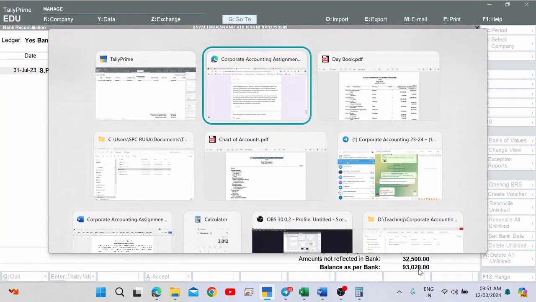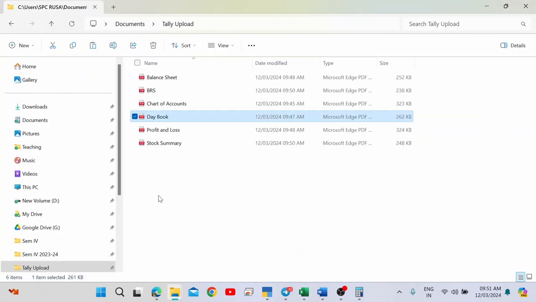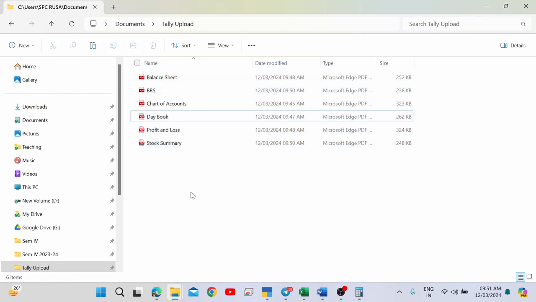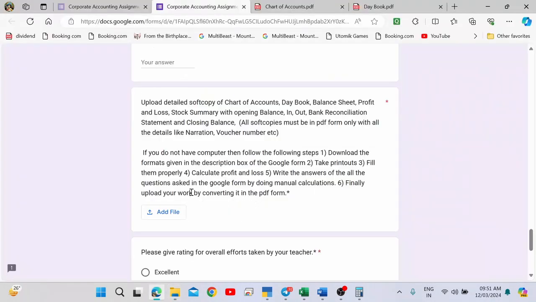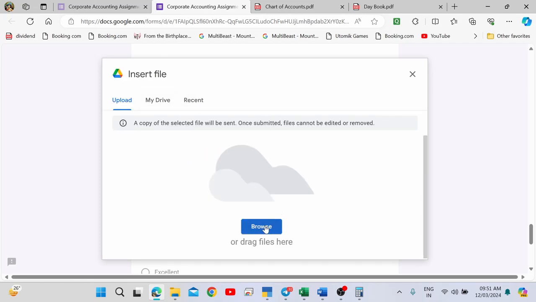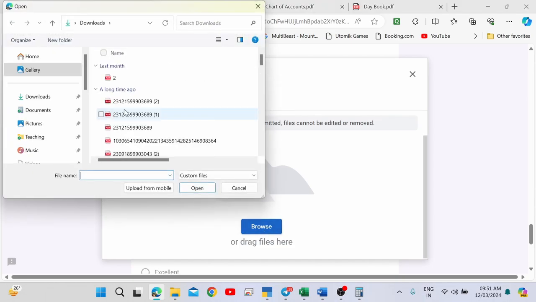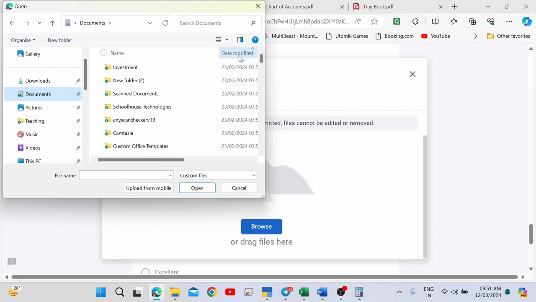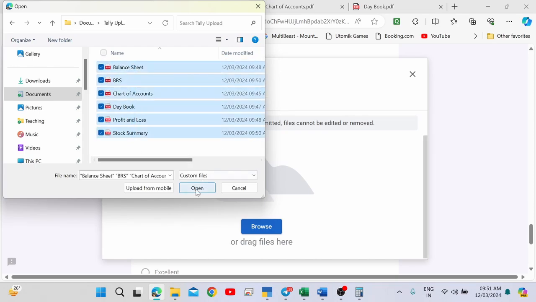Only this much I required from your side. After saving that in the folder, after converting that to PDF, now in the Tally portal, just click here Add Files, and then say Browse, and then say Documents, and then your Tally upload folder. Here is your Tally upload, select all, say Open.